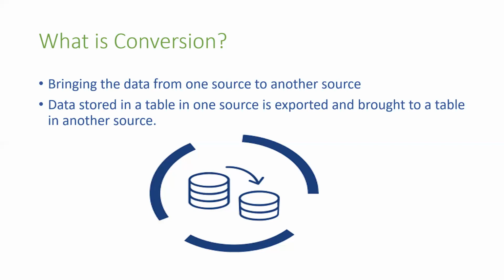Now there are basic terms, like we talk about legacy system and third party system in Oracle Cloud. So what is a legacy system and what is a third party system? Any system which is not an Oracle system, we call it a legacy system or a third party system. So when we talk about conversion in Oracle Cloud, we say that we are bringing the data from a legacy system to the Oracle Cloud system. Or we also say that we are bringing the data from a third party system to the Oracle Cloud system. And that is basically called conversion.